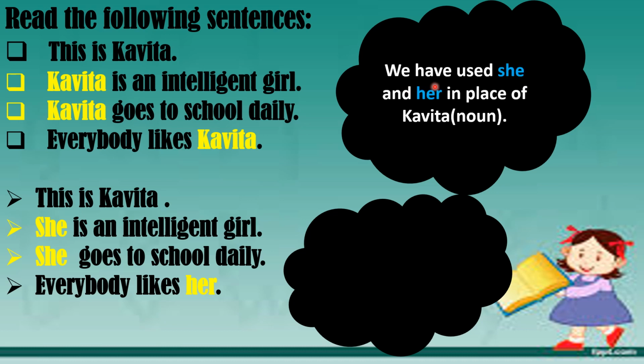We have used he, she and her in place of Kavita, which is a noun. So I hope it is clear now what a pronoun is. A pronoun is a word that is used in place of a noun. Here the noun is Kavita, and she and her are pronouns that are used in place of Kavita.